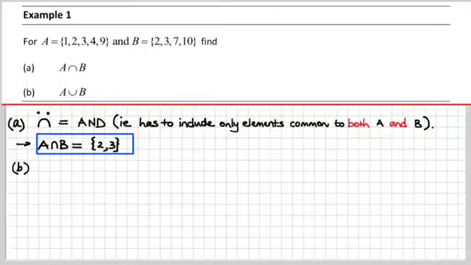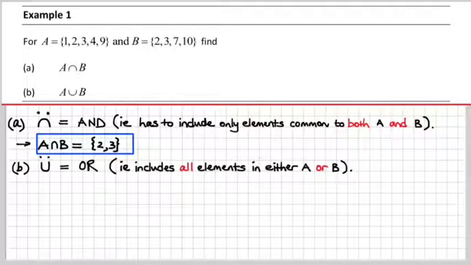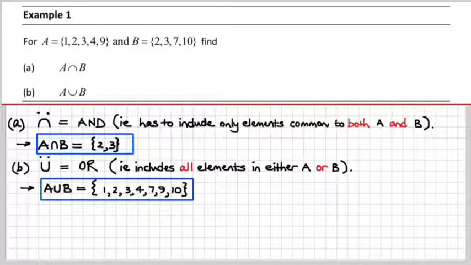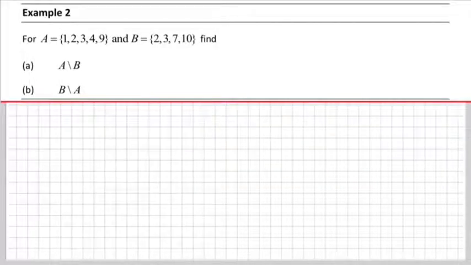Part B, we've got A or B. Now this little guy is much easier going. So I give him a smiley face with the dots there, which means he's pretty easy to please, which means that we include all elements in either A or B. So there's A or B, which means everything which is in either of them, and I've put them all in order. Very nice. Example 2. Same sets of numbers.